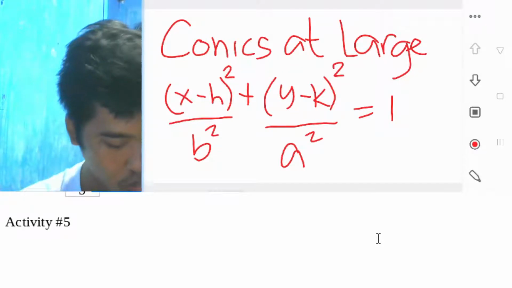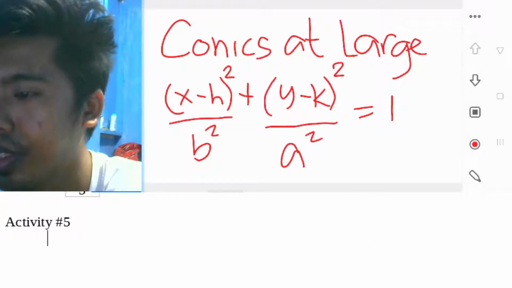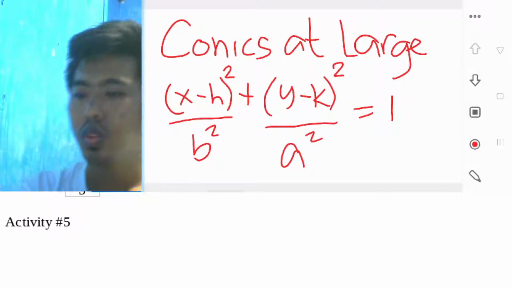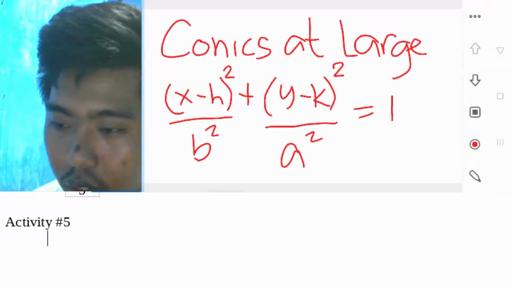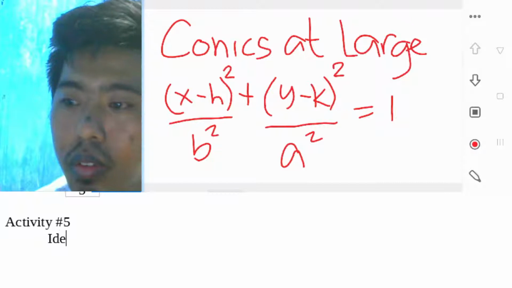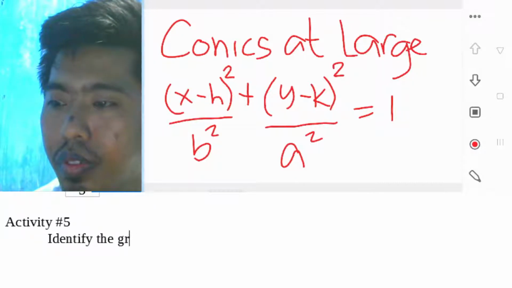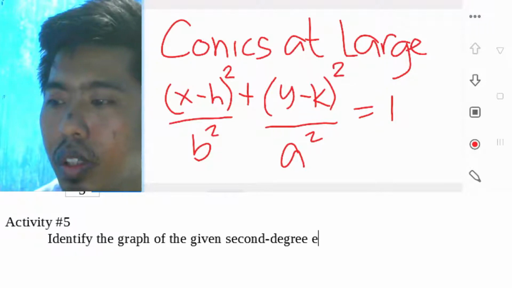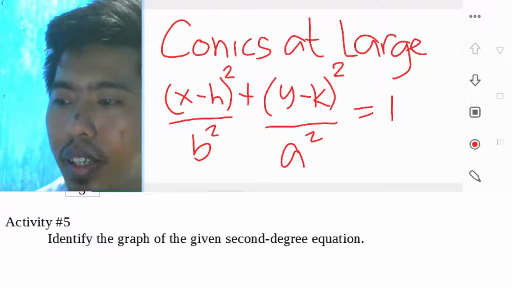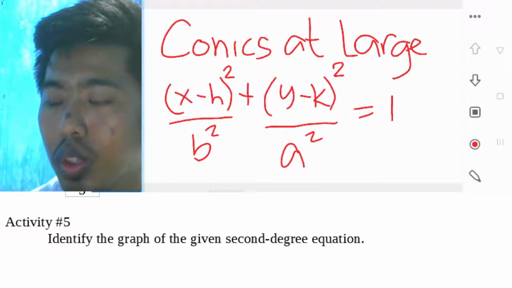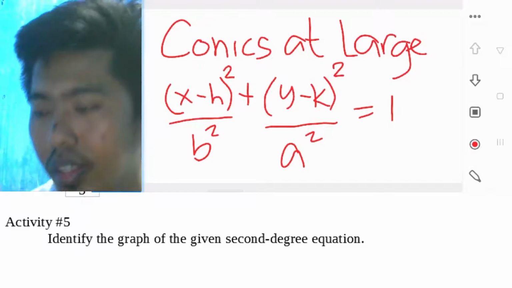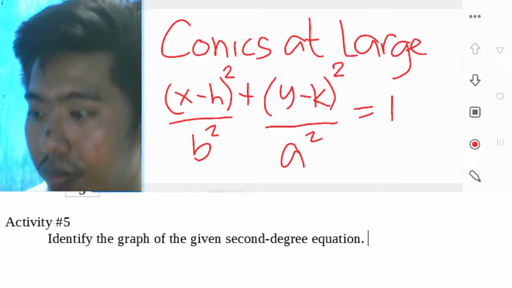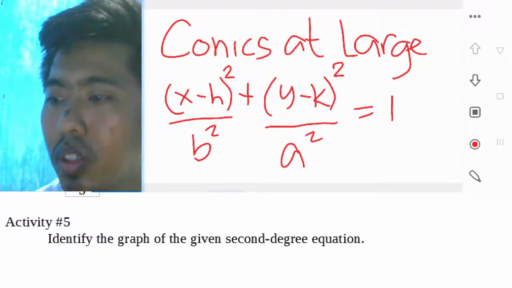Okay, so you're going to identify the graph of the given second degree equation. Don't mind the second degree, it is just what I mentioned earlier, x squared, y squared, the conics, guys. So identify the graph of the given conic, or degenerate conic. Now if it is a conic, give its eccentricity.